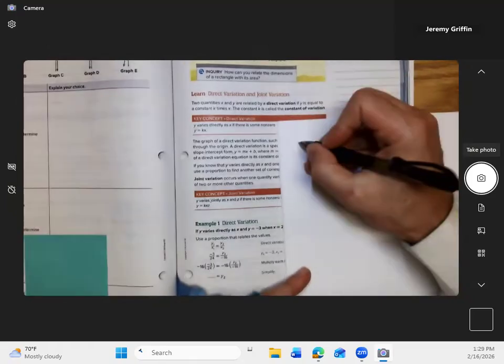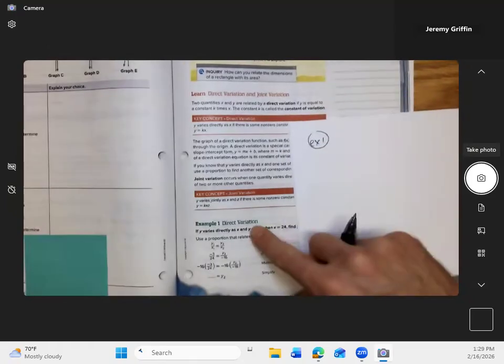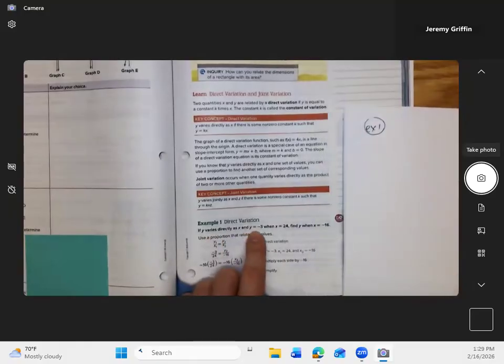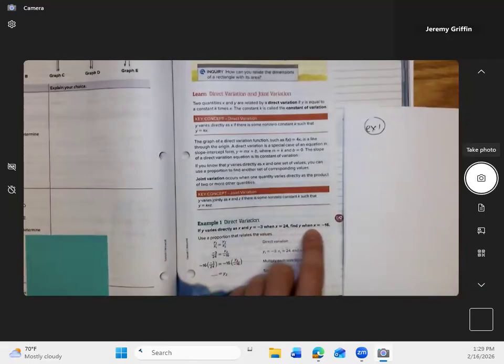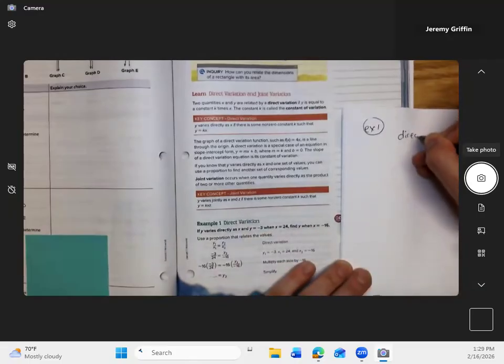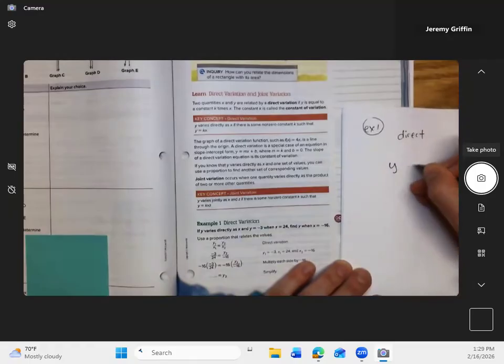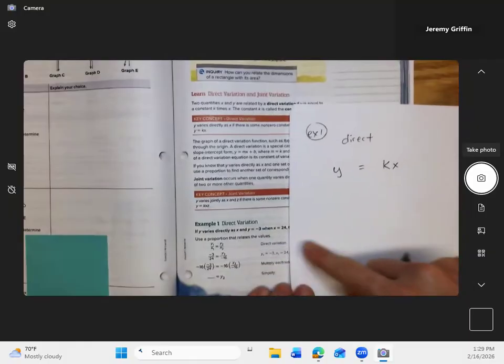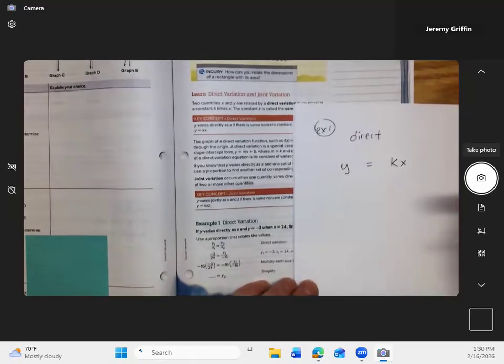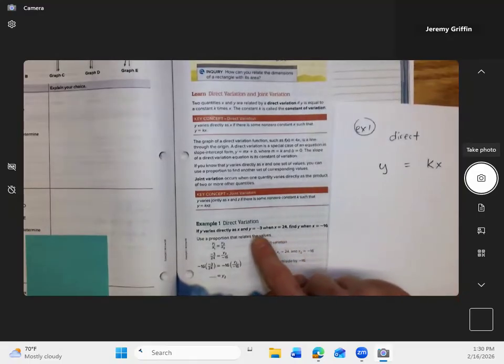Example one. We start with direct. y varies directly with x. When y is -3, x is 24. Find y when x is -16. As soon as I see a direct relationship, I'm already thinking in terms of y equals kx. Your book just hops straight to the proportion, but I'm going to throw in this middle step that includes this k, which is like the slope of a straight line, because I think it makes this easier to think about.